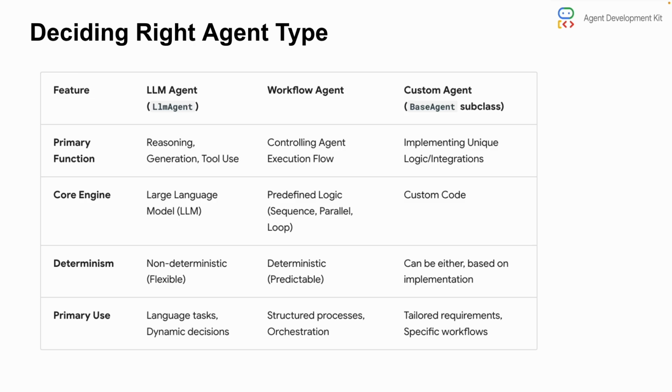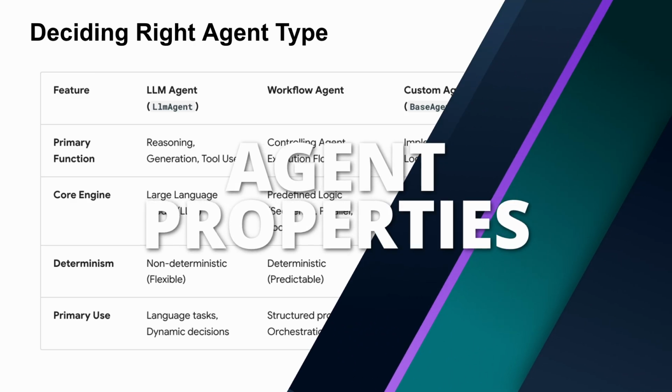inside the custom agent. The primary use cases for LLM agents are language tasks or dynamic decisions. In the case of workflow agents, we want some structured processes or orchestration of the agents, and in custom agents, it's for very tailored or unique kinds of requirements or specific workflows.